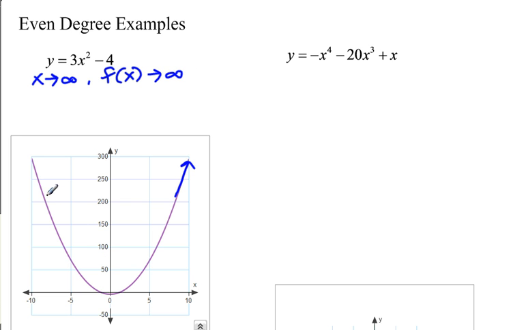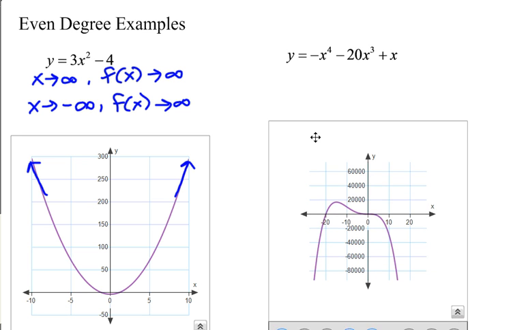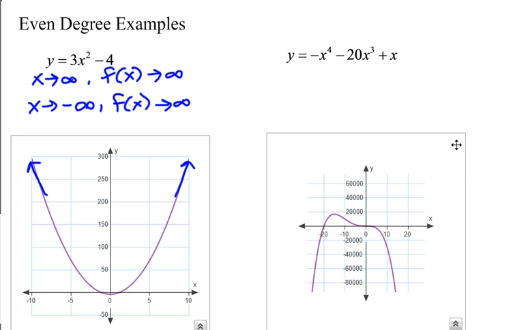If we go in the opposite direction, as x approaches negative infinity, we see that our y values still keep getting bigger, and f of x approaches infinity. Now let's take a look at this next graph for y equals negative x to the fourth. And if we pull this up, we can see that, oh, they don't both go up, they both go down.